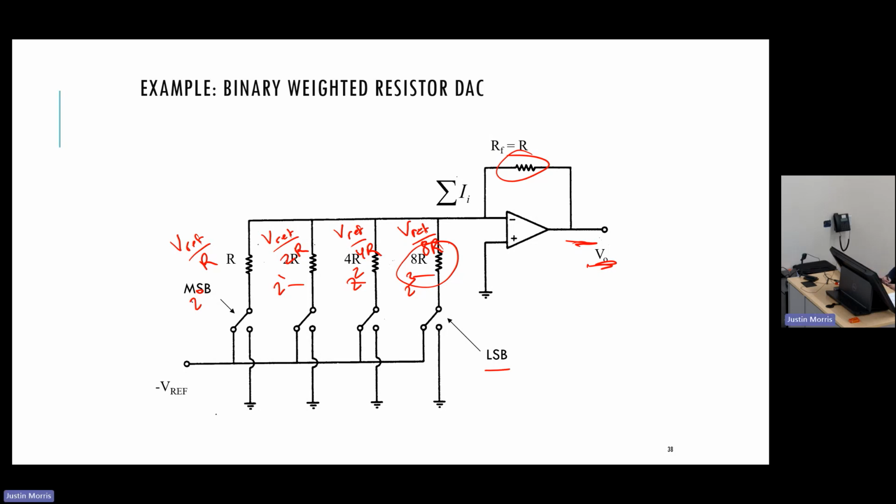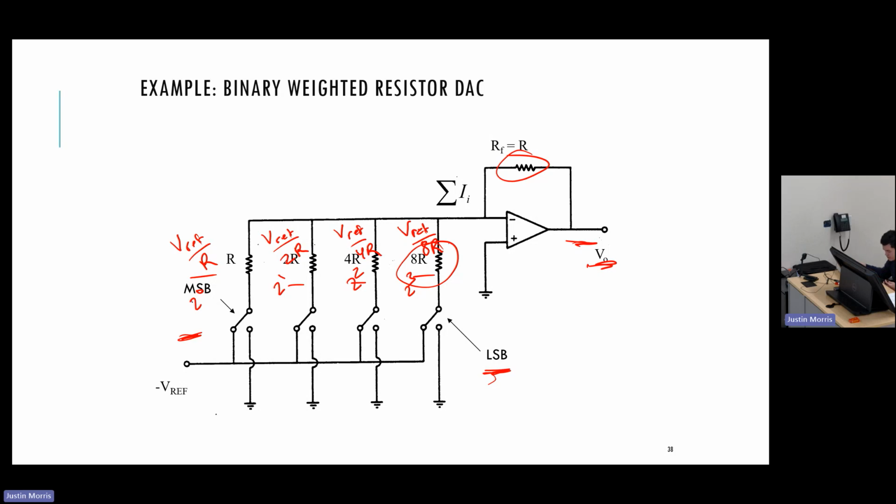Yeah, but we're dividing. Oh, okay. So it's 1/8 of Vref. And then this is just 1, right? So that's why this is the least significant bits, and this is the most significant bits.